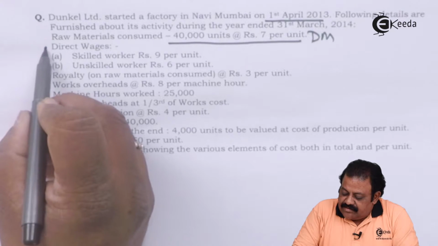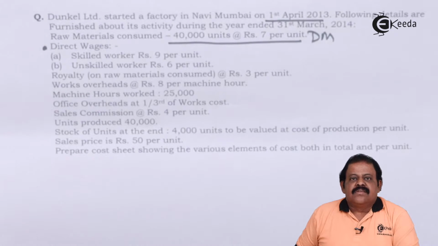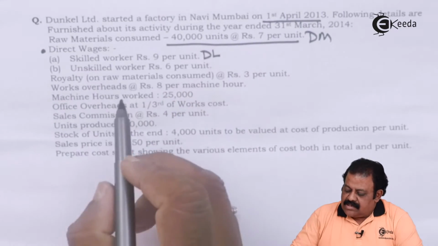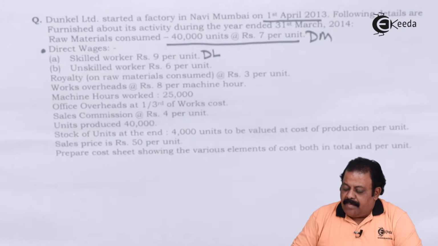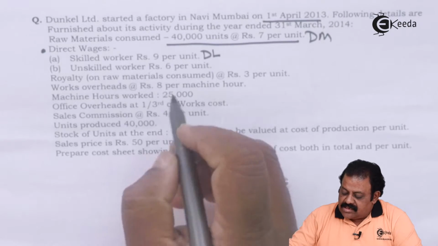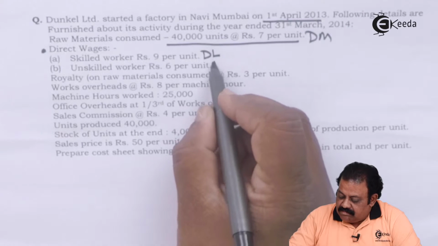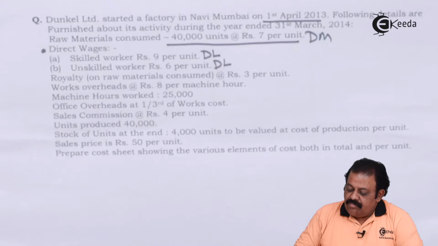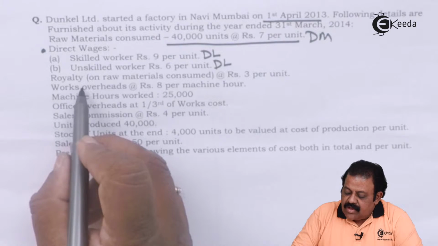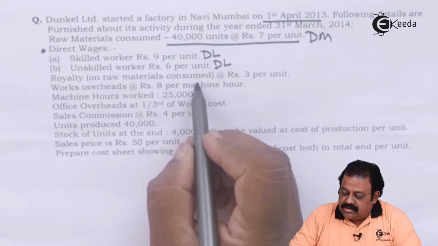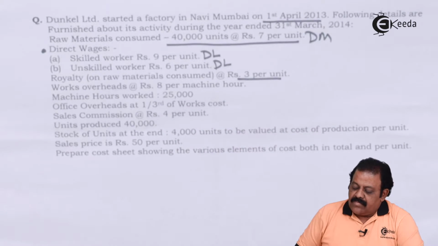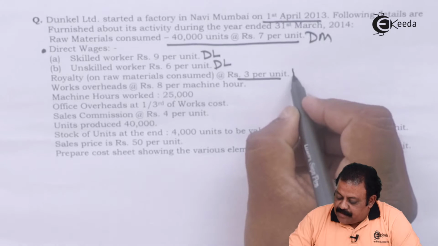Direct wages, skilled worker rupees 9 per unit, that will be part of direct labor. Unskilled worker rupees 6 per unit, it will be part of direct labor. Royalty on raw material consumed rupees 3 per unit, it will be part of direct expense.